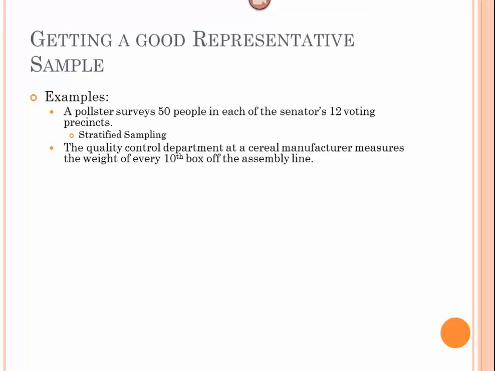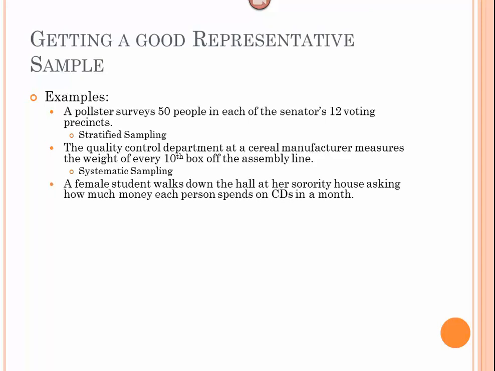The quality control department at the cereal manufacturer measures the weight of every 10th box off the assembly line. This would be systematic. We're systematically going through and grabbing every 10th box, so that's definitely a systematic sampling method. A female student walks down the hall at her sorority asking how much money each person spends on CDs in a month. This would unfortunately be a convenience sample.